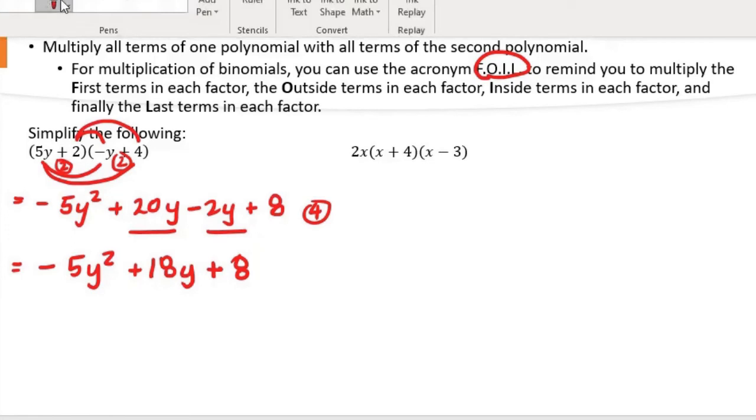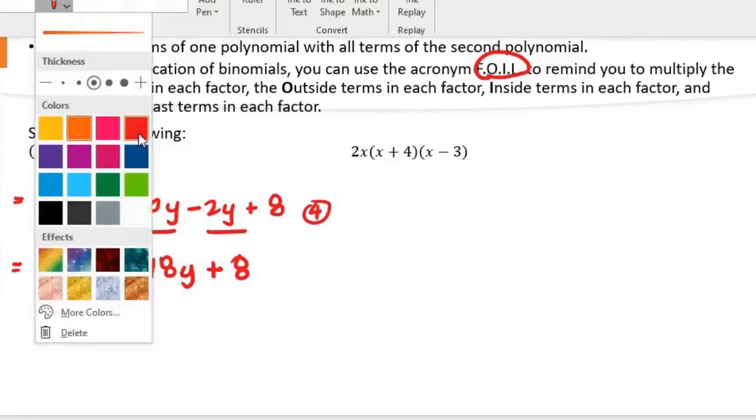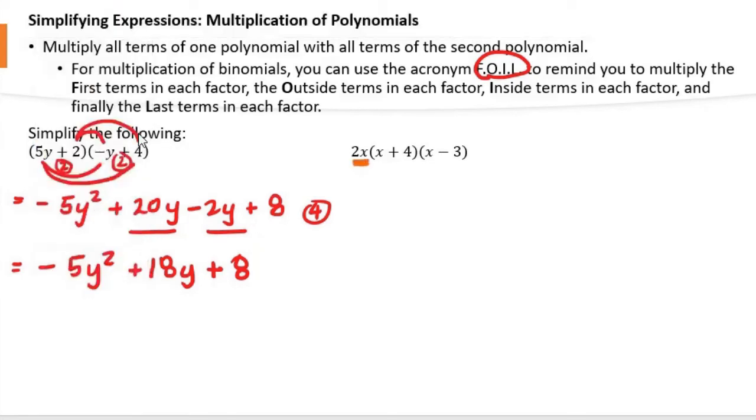For the second problem, there's a little bit more going on because now I've got this 2x in the way as well. So we'll recognize the x plus 4 and the x minus 3 portion as two binomials multiplied together, but now we also have a monomial out front.